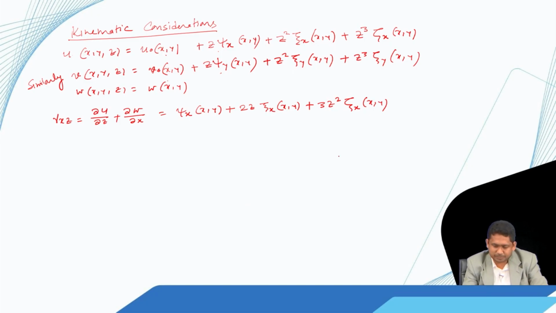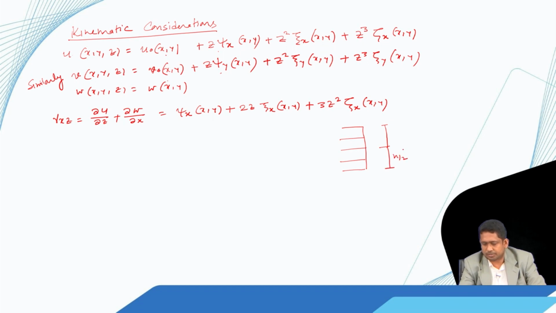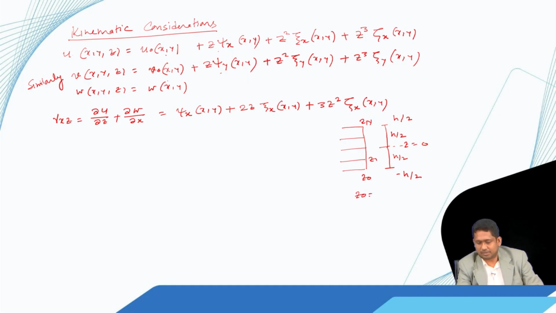Let us assume that our laminated plate has a thickness h. So, this is h by 2, this is h by 2. The z coordinate of the top is h by 2 and the z coordinate of the bottom is minus h by 2. Here we have z equal to 0, and this is z0, this is z1, and we have all the way up to zn. So, z0 is equal to minus h by 2 and zn is equal to h by 2.